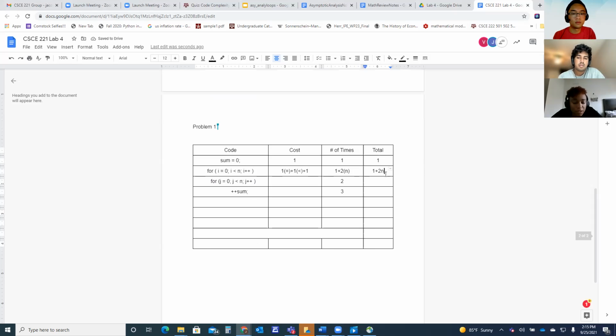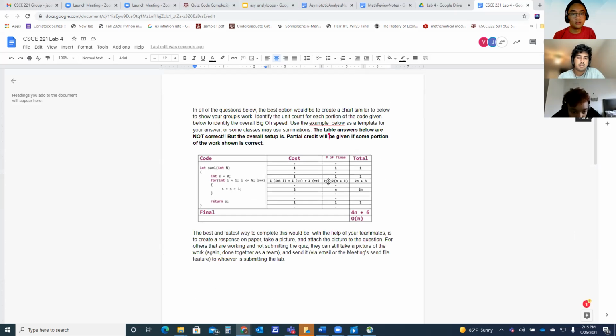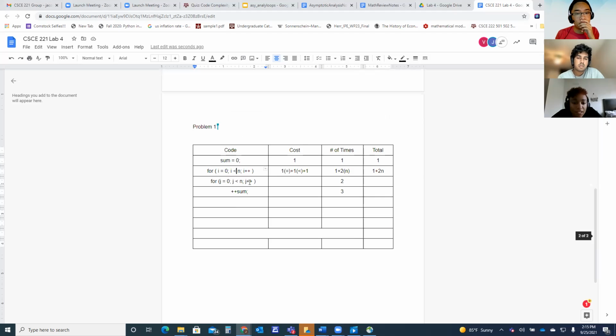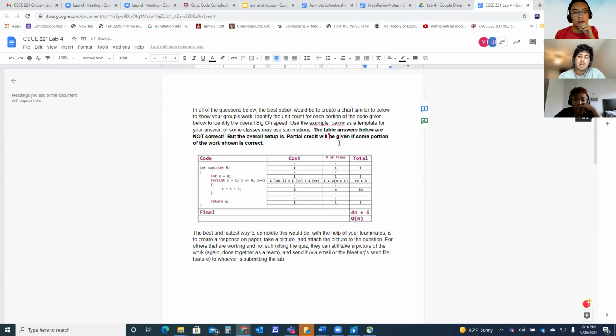Oh, wait, why is there not a plus 1? Why is it not 2 times n plus 1 in that number? So this is less than n. Over here, they have less than or equal to n. Oh, wait, no, never mind. They start at 1. Okay, so I guess we have to do the 2n plus 1. And then this would be 2n plus 3. Yeah, because I'm looking at the table.